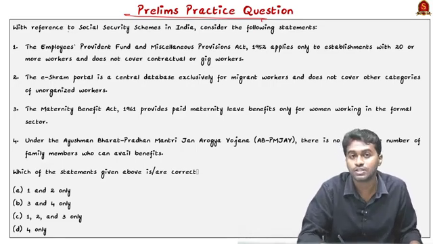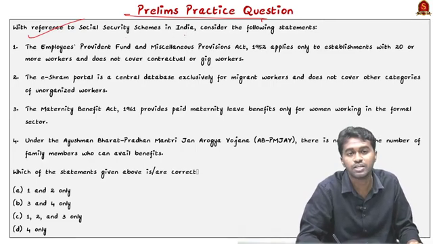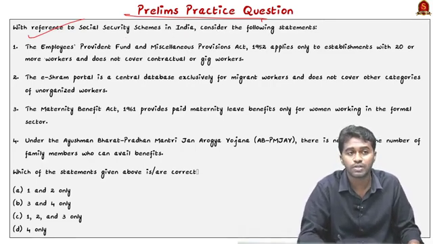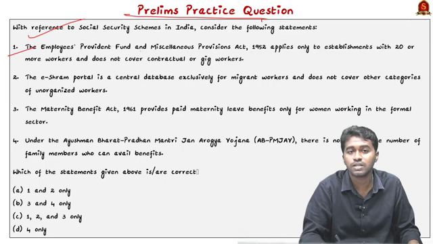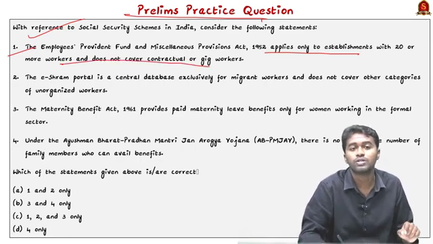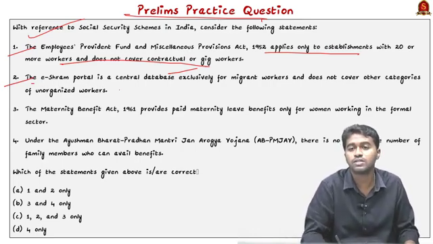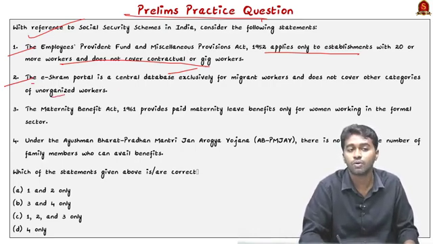So in this topic we discussed social security. Based on our discussion, try to answer this prelims practice question. The question is, with reference to the social security schemes in India, consider the following statements. Statement 1, the Employees Provident Fund and Miscellaneous Provisions Act, 1952 applies only to establishments with 20 or more workers and does not cover contractual or gig workers. Statement 2, the eShram portal is a central database exclusively for migrant workers and it does not cover other categories of unorganized workers.